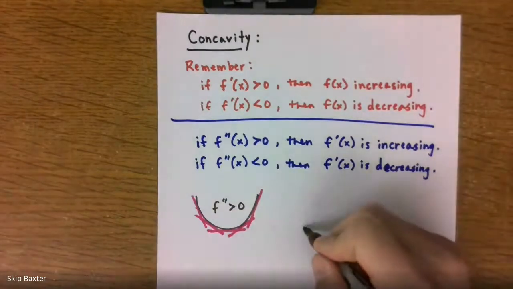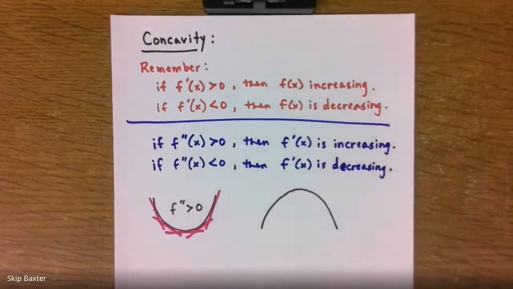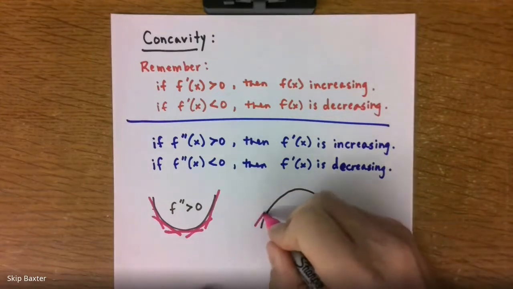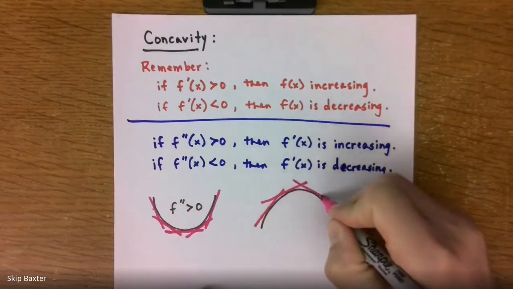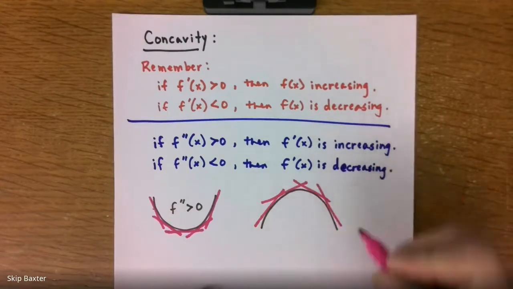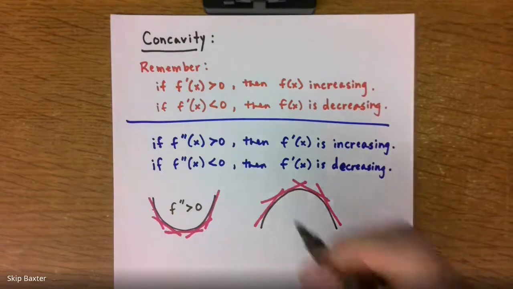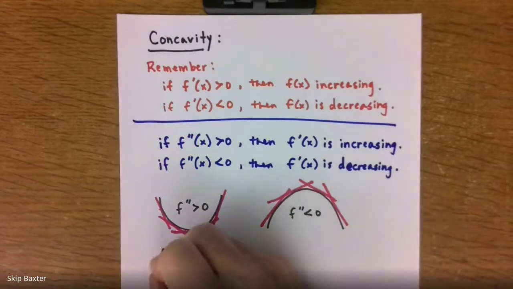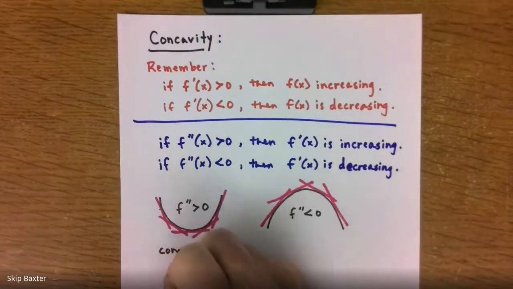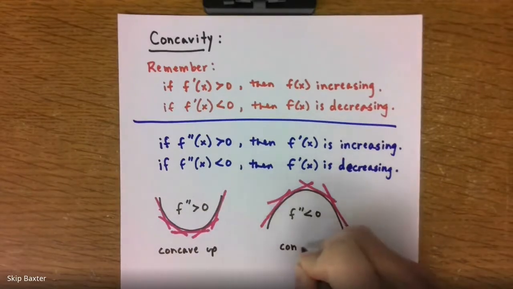And same thing, if you look at a concave down function, this is where the slope is decreasing, right? We have a positive slope here. We have a less positive slope here. We have a negative slope here. We have a more negative slope here. As you move from left to right, the slope is decreasing in this function. So this is the situation when f double prime is negative. This is a concave up function. This is a concave down function.